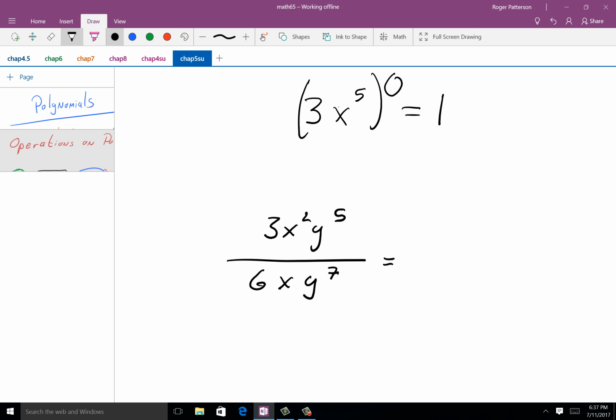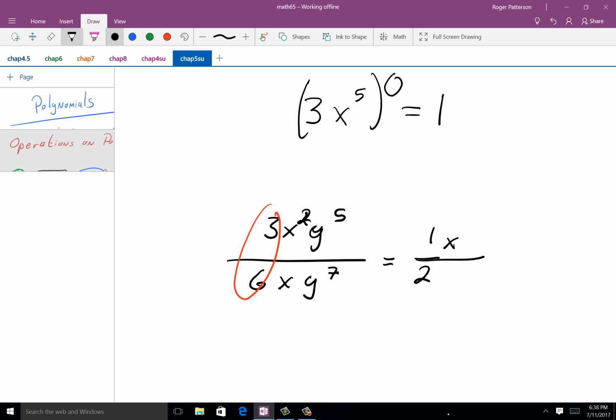All right, so in a case like this, you're going to take this apart. We're going to take the 3 and the 6. We'll reduce that like it was an ordinary fraction. I'm just going to put a 1 there for the heck of it. I have an x to the second and an x on the bottom. So it's like I have 2 x's on the top and 1 on the bottom. The 1 on the bottom is going to cancel. It's going to give us 1 on the top.